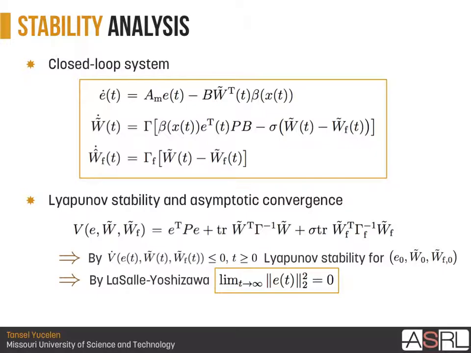Well, regarding stability, we have this closed-loop system. We have the same error dynamics. With the modified adaptation law, you can write the W tilde dynamics like this, where W tilde denotes the distance between W hat and W, and W hat F dot is basically this low-pass filter. Regarding Lyapunov stability, if you consider this Lyapunov function candidate, you can obtain that this derivative is negative definite, and basically it shows Lyapunov stability. If you resort to the LaSalle-Yoshizawa theorem, you can show that the error goes to 0 asymptotically.